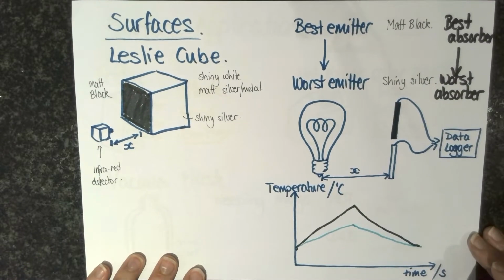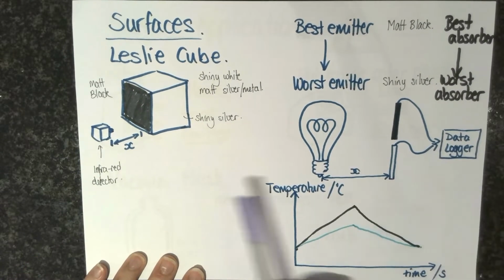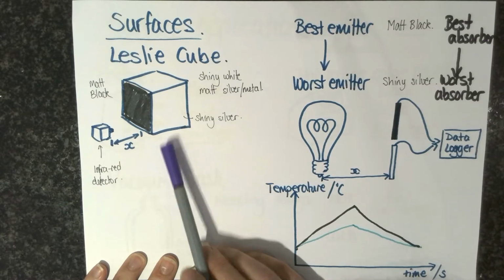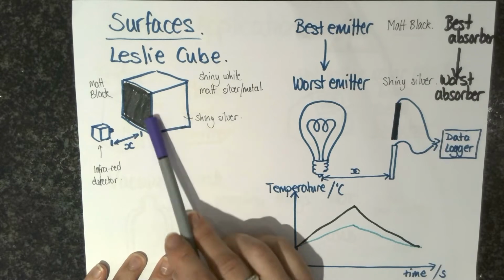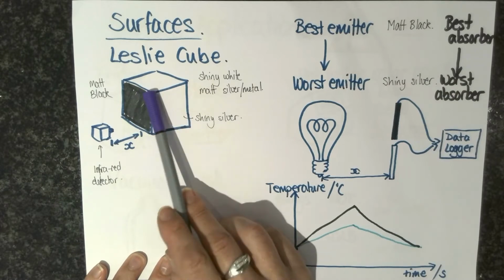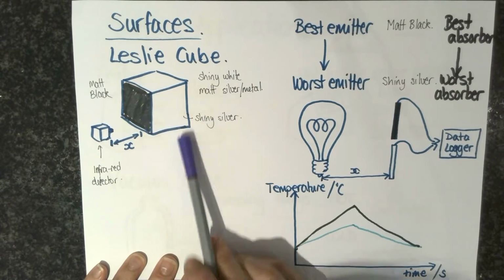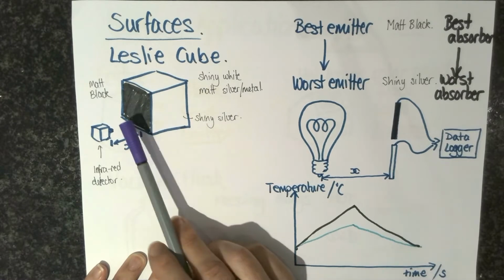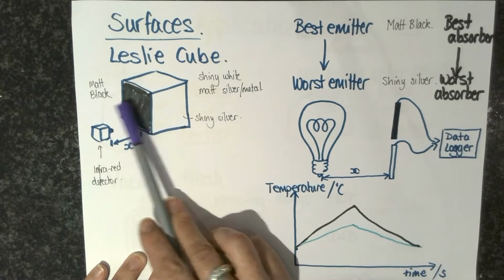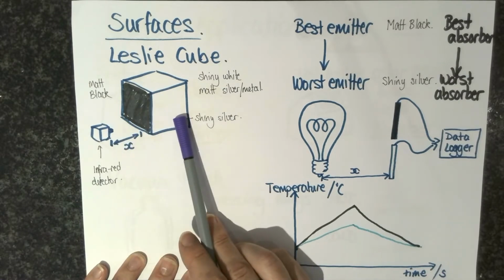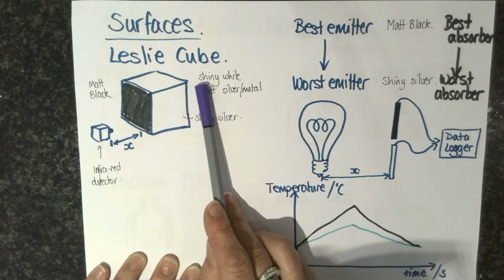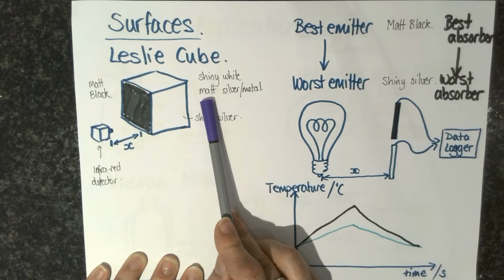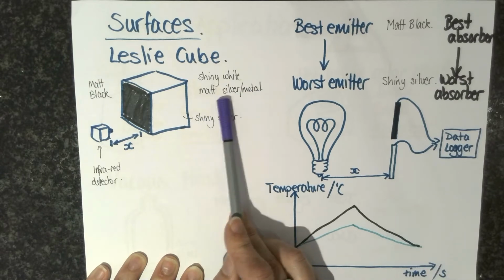And there are 2 experiments that we can do, which are the required practicals. One is involving a Leslie cube, which is literally just a metal cube with a lid on the top, and we put hot water inside it. We have one surface which is matte black, we have one surface which is shiny silver, and on the other sides we have one surface shiny white and one surface matte silver or metal.